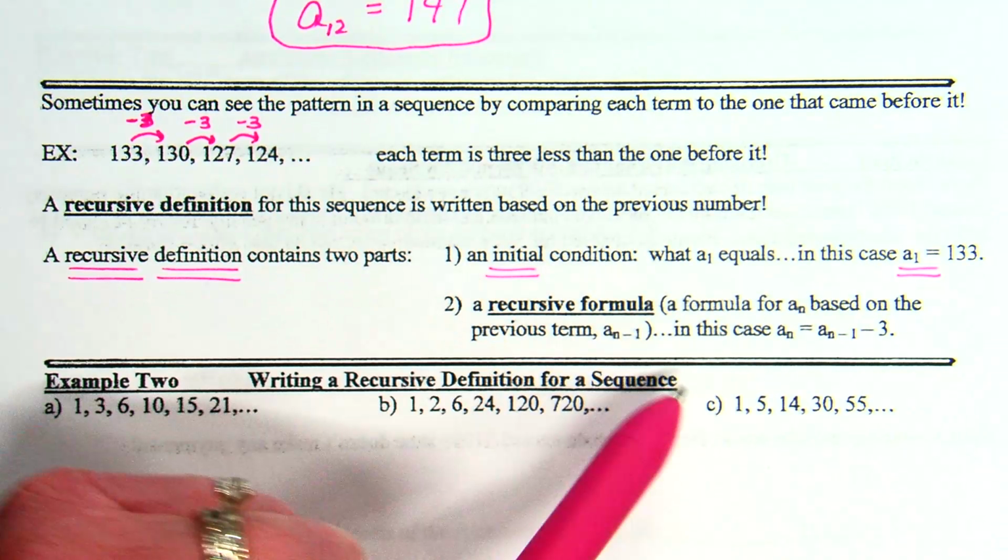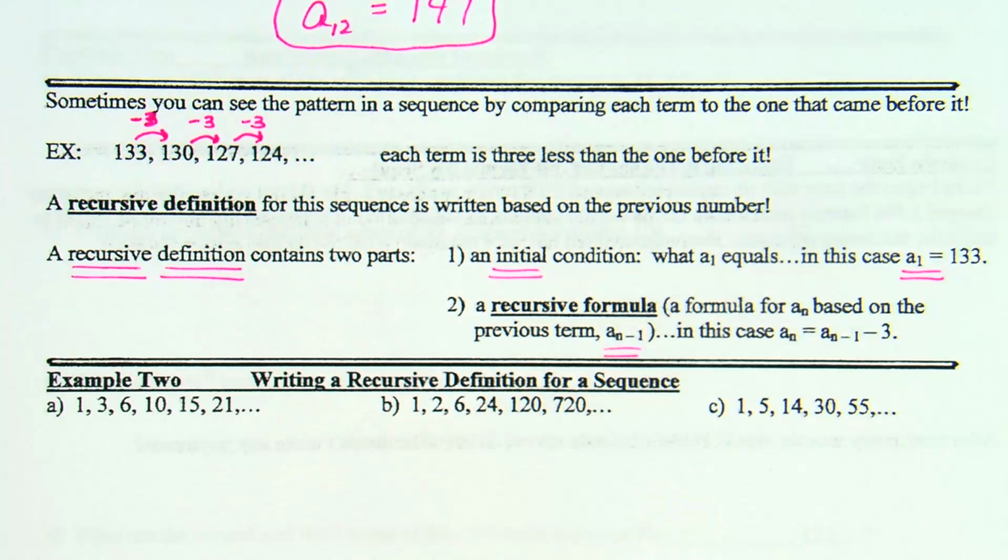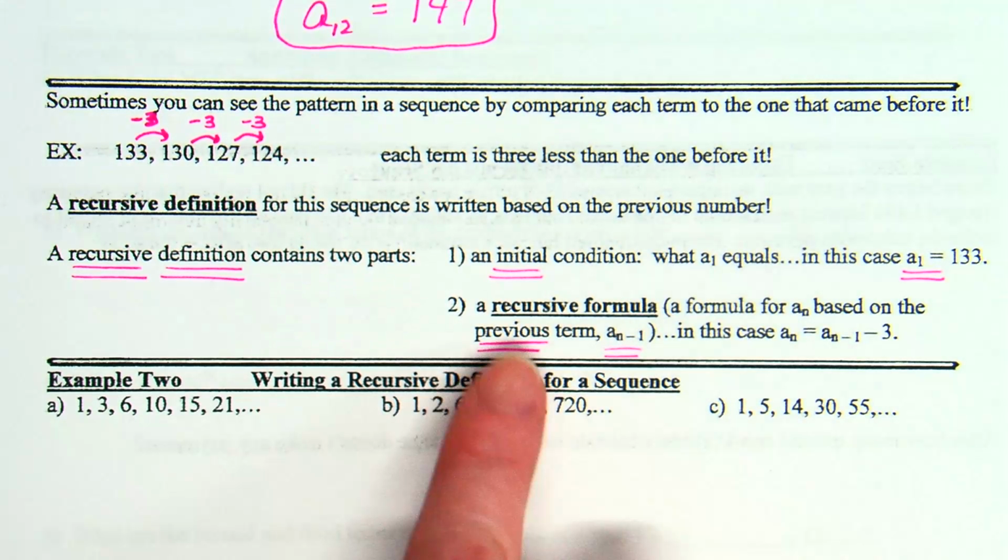Now, a recursive formula is a formula for A of n based on the previous term. And the previous term is always going to be referred to as A of n minus 1. So if we're talking about the nth term, what term comes before n? Well, take off 1 and it's n minus 1, right?